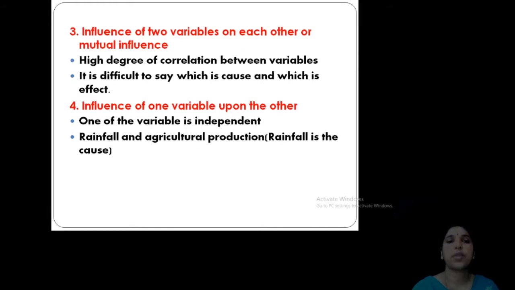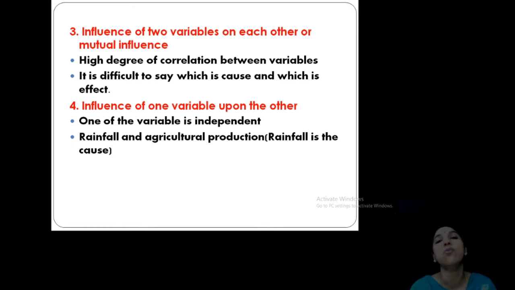Understood? Now, the influence of two variables on each other, or mutual influence. How does it occur? We cannot say which one is the cause and which one is the effect. For example, breakage of rice grains during milling. Temperature will be there in the husk. So does the milling breakage cause this temperature, or did the temperature cause the breakage? You cannot say which one is the cause and which one is the effect.